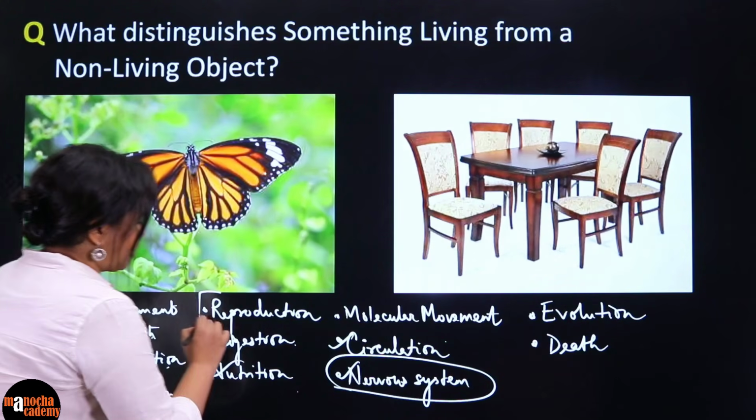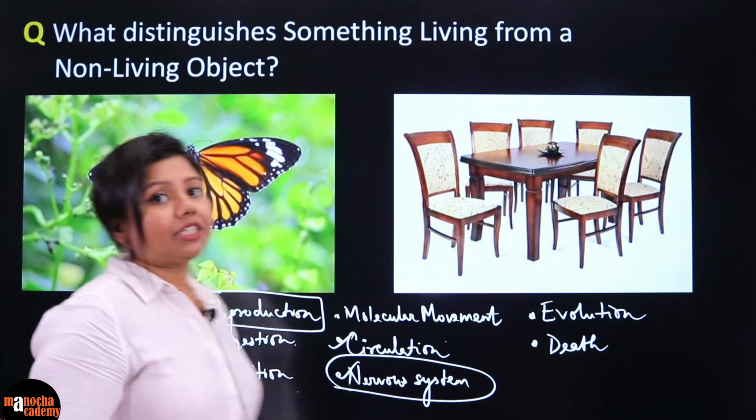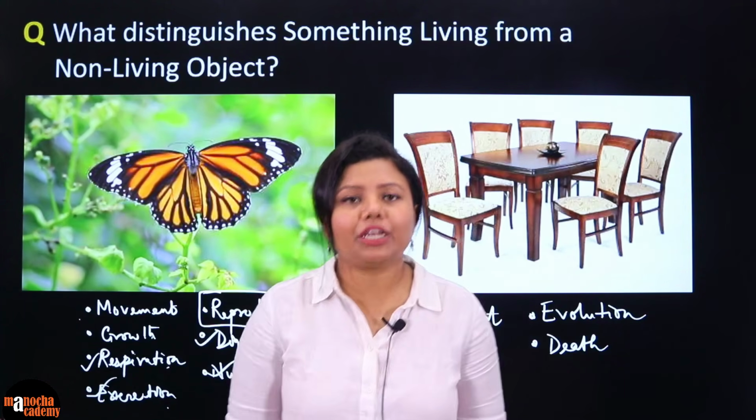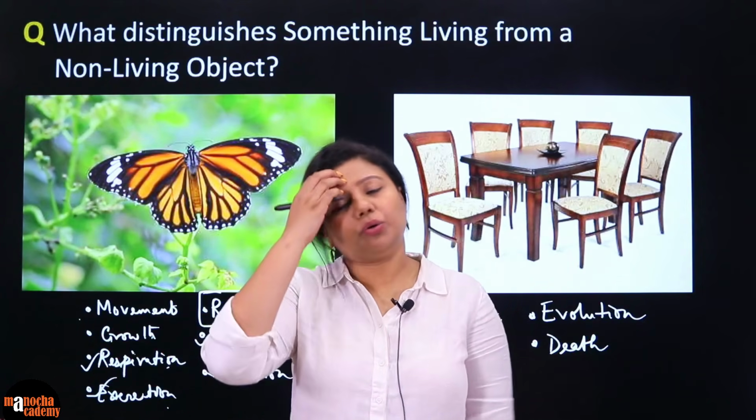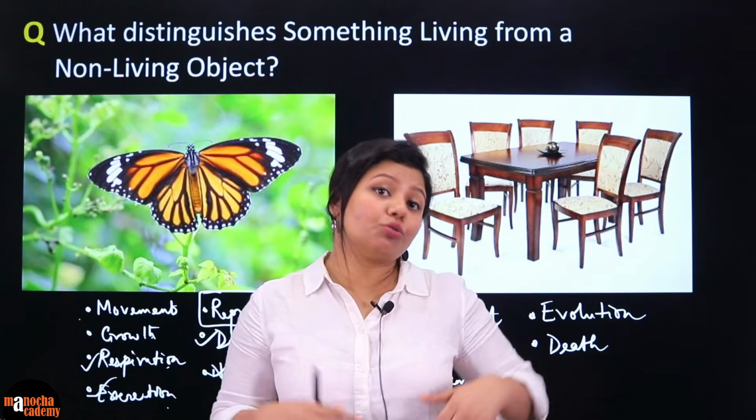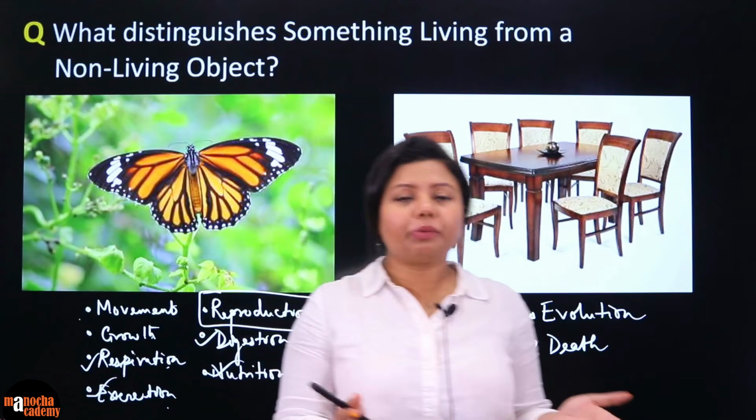Next, coming to reproduction. Reproduction again is a characteristic feature of living organisms, but can you say that reproduction is one character by which we can define life? No, because there are certain organisms who do not reproduce, who choose not to reproduce.